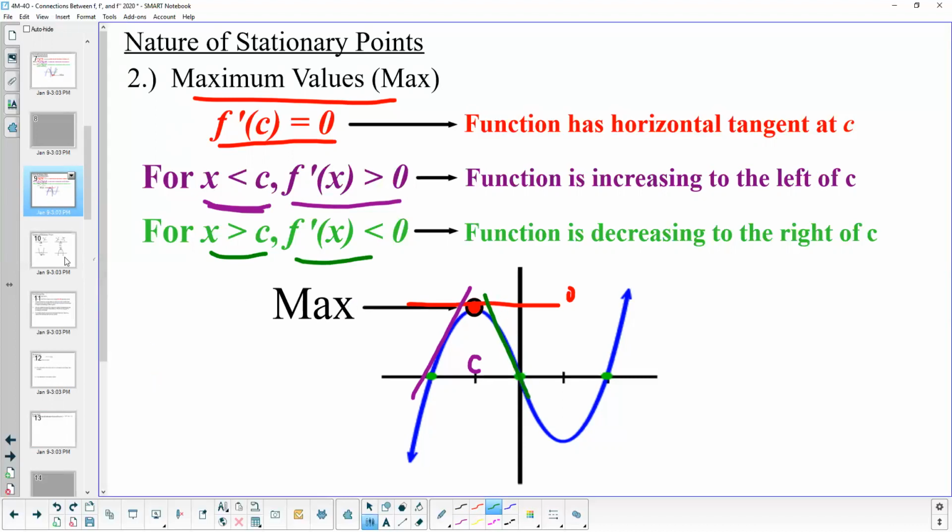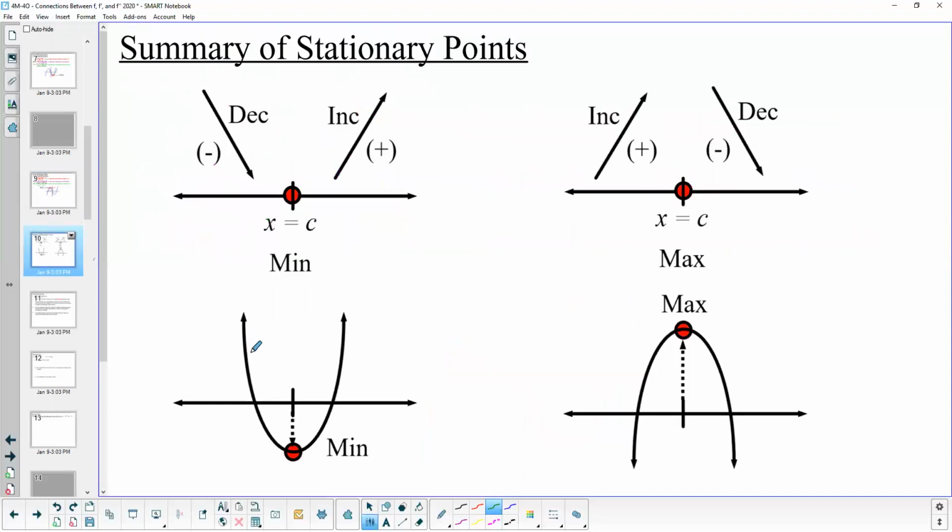And so just to summarize those two slides, these are stationary points. And again, we identify these potential points by finding the first derivative and setting that first derivative equal to 0. Once we do that, we look at a number line and we explore what is the behavior to the left of it and what is the behavior to the right of it. And this is very, very similar to what we did with our critical values or our fence values when we were solving inequalities in a previous unit.